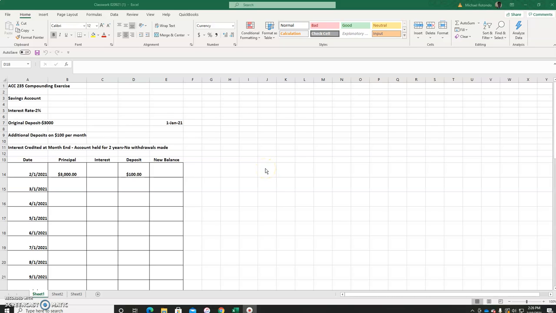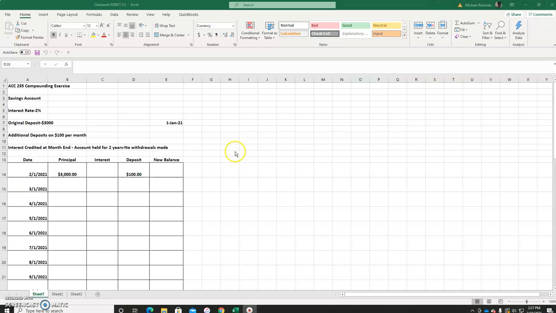So this exercise, as you recall, was to illustrate compound interest. Now we know that the compound interest formula is somewhat complicated. So what we want to do is use simple interest over 4 months or so here to try to calculate the interest that we would earn on this savings account paying 2%. $3,000 is the original deposit. We're assuming that was on January 1st of '21. We're also making additional deposits of $100 per month.